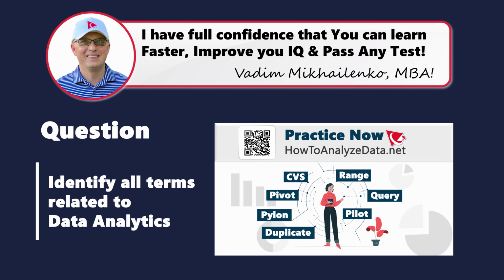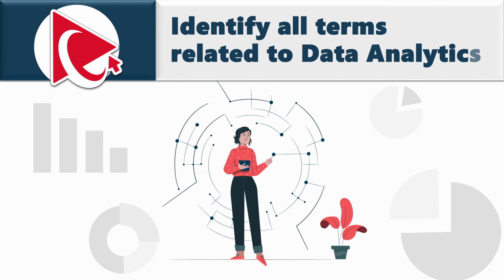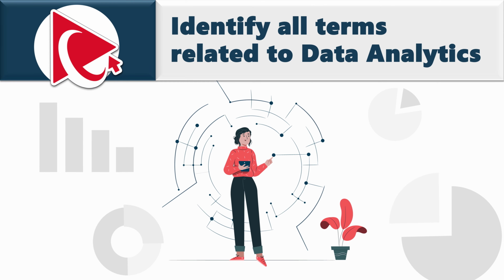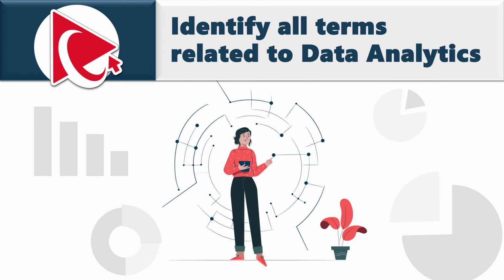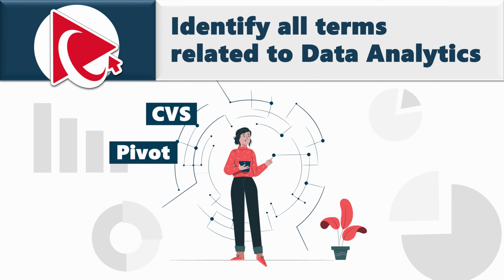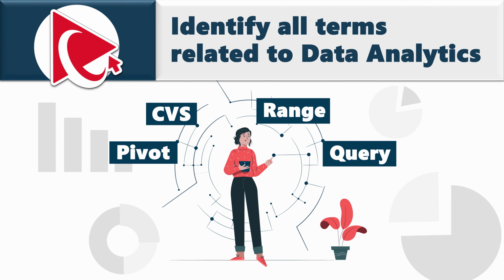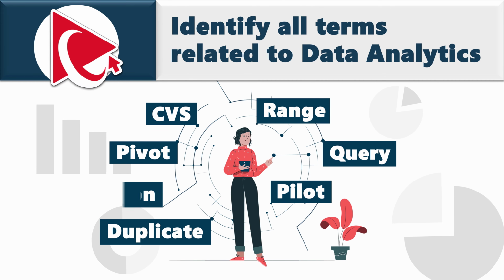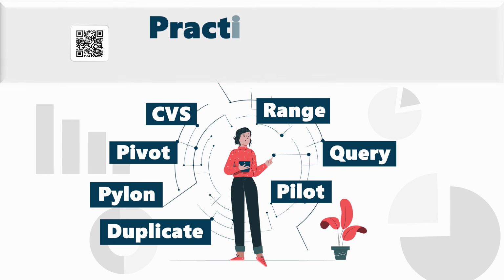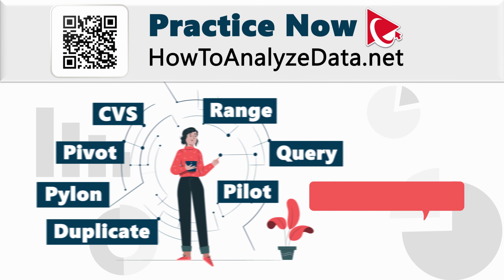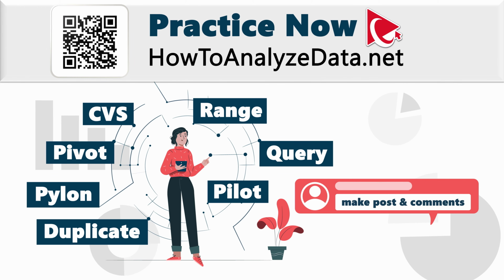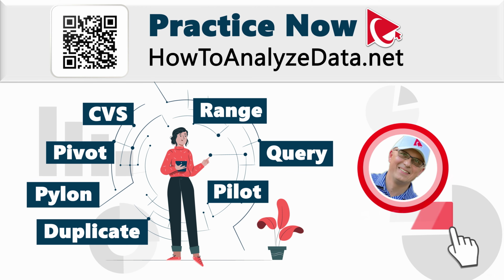And now it's time for you to seize the spotlight. You need to tackle this question solo and showcase your brilliance. In this question, you need to identify all terms related to data analytics. The words are pivot, CSV, range, query, pilot, duplicate, and pylon. Once you've figured out all relevant words, make sure to share your answer in comments. I have full confidence that you can do it and excited to hear your thoughts so I can give you my feedback. Thanks for jumping in and happy solving.